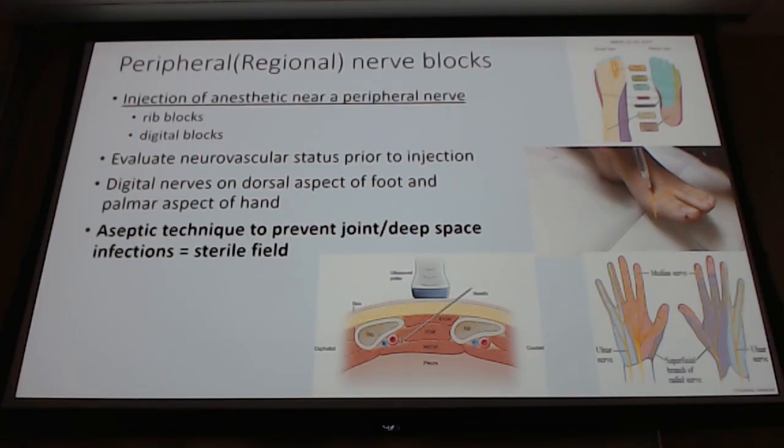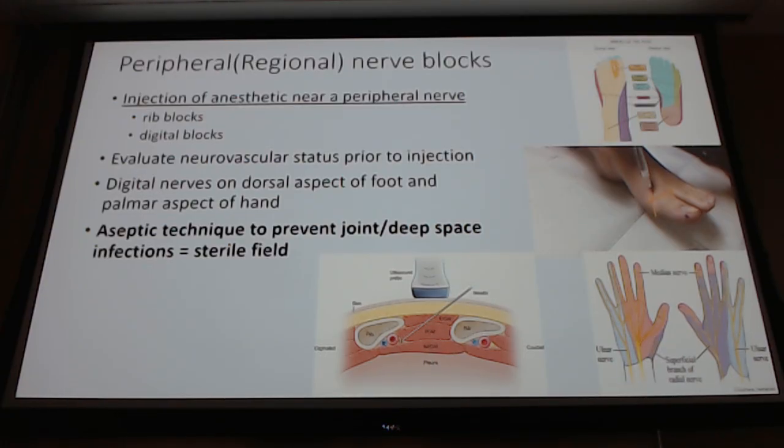All right, so peripheral, regional blocks. Okay, so this is basically we're injecting that anesthetic near a peripheral nerve. So we can do digital blocks, rib blocks. Okay, there's a bunch of regional things that we can do, depending on where we want to do. If we want to do just one injection and do a wide area versus a local. Okay, you have to evaluate the neurovascular status prior to injection.